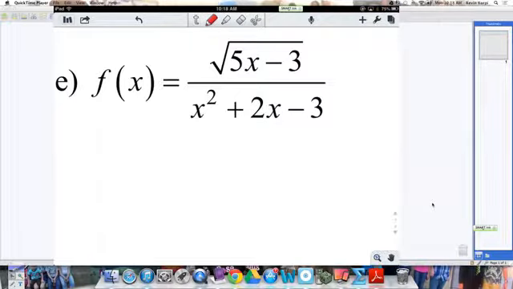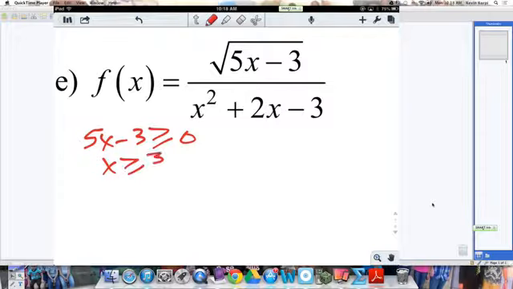We do have function notation again, so we're going to have to use D sub f. We have a square root in the numerator and variables in the denominator. So 5x minus 3 better be greater than or equal to 0. Radicand greater than or equal to 0. X has to be greater than or equal to 3/5. Okay, and if you check something bigger than 3/5 like 1, it works. Less than 3/5 like 0, it doesn't work like we would expect, so that's correct.